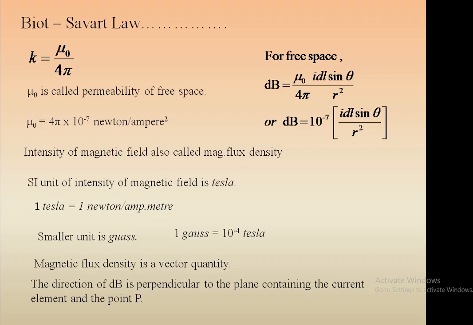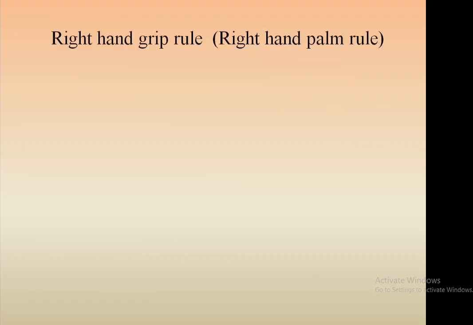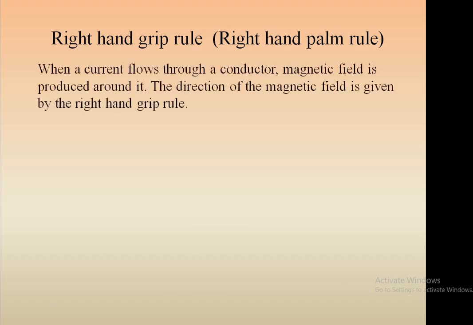The direction of the magnetic flux due to a current carrying conductor can be determined by using a law known as the right hand grip rule. With the help of this rule, we can determine the direction of the magnetic field. Let us go through what the right hand grip rule states. It is also called the right hand palm rule. We know when a current flows through a conductor, a magnetic field is produced around it.